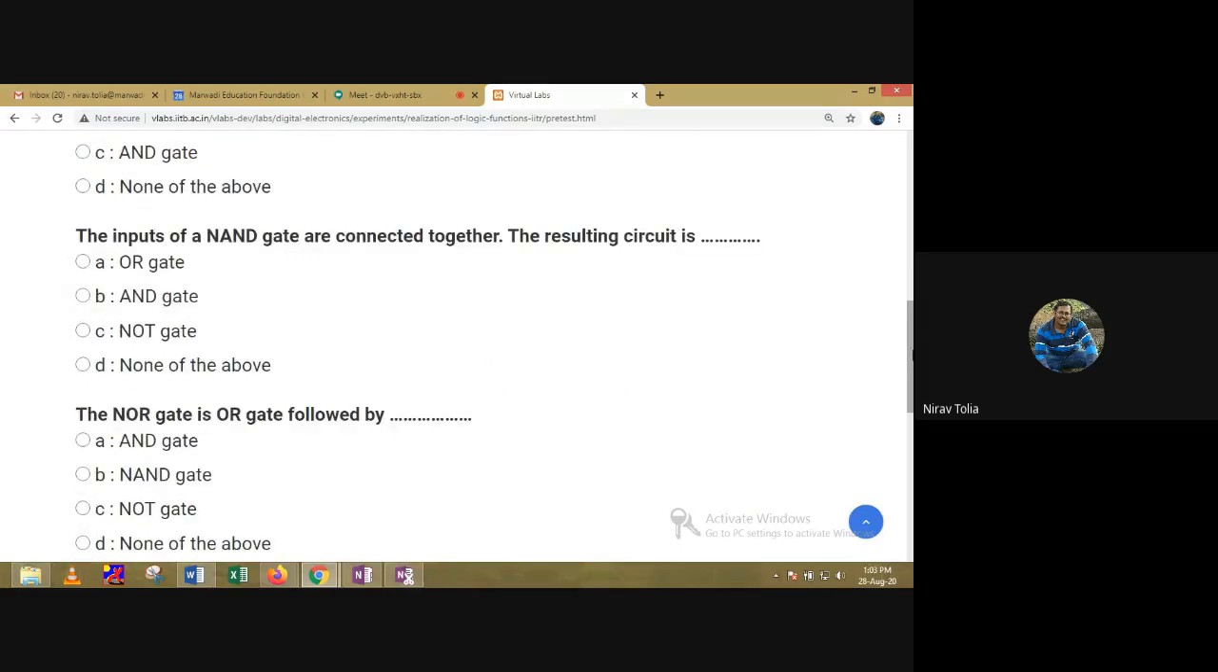The second question. The inputs of a NAND gate are connected together. The resulting circuit is OR gate, AND gate, NOT gate, or none of the above. If we have two inputs in a NAND gate and we connect the two inputs together and give only a single input, which gate is it? OR gate, AND gate, NOT gate, or none of the above? Question number 2.